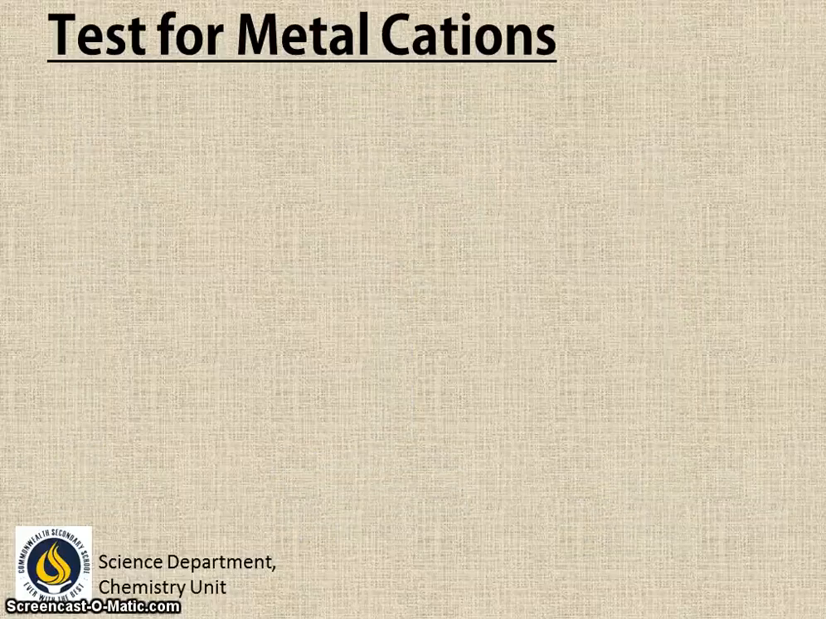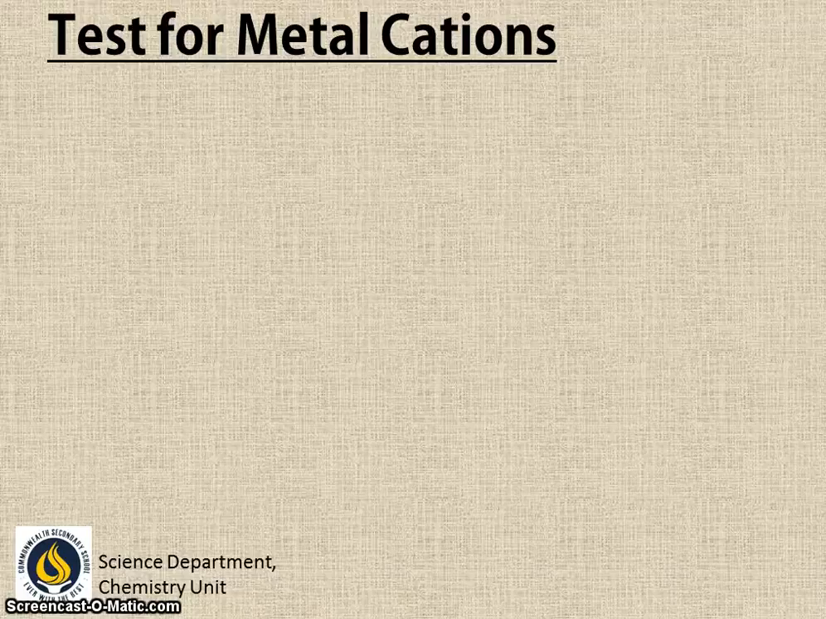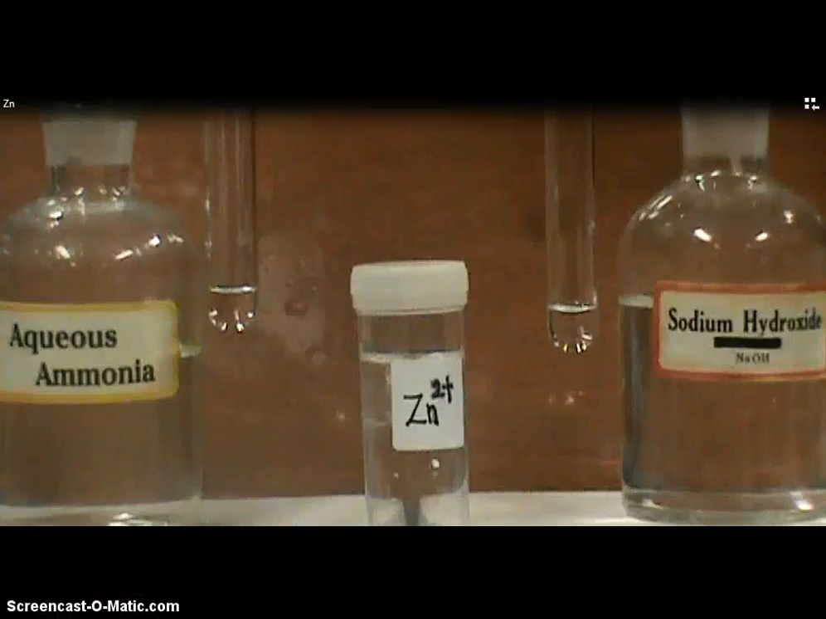Let us take a look at the actual conduct of the cation test. Do make reference to the details of the results of the cation test in your notes. Let us start by looking at the zinc ions. 2 test tubes are filled with a sample of zinc solution. We will be using aqueous ammonia and aqueous sodium hydroxide to test for the presence of zinc ions.